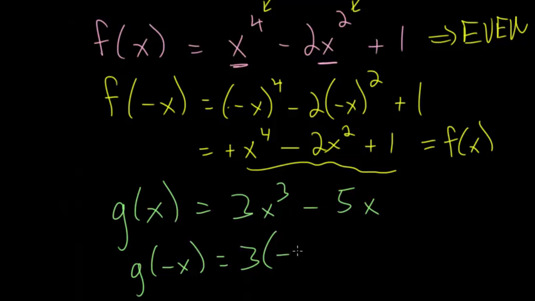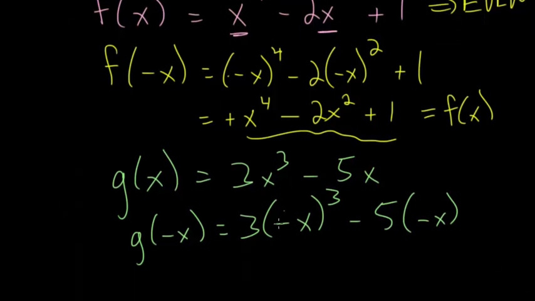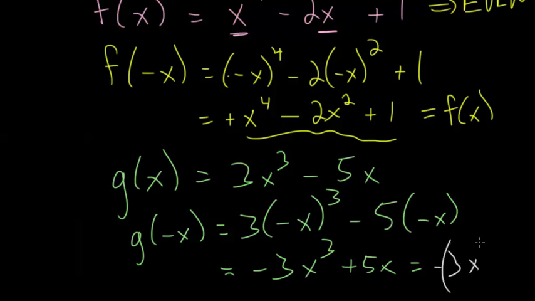We have 3 times minus x cubed, then minus 5 times minus x. And when we simplify these, we have 3 negatives multiplied together. So when you pair 2 of them off, it becomes positive, and then you have a positive times a negative, which is a negative. So this becomes minus 3x cubed, and this becomes plus 5x. And to determine if it has odd symmetry, I'm going to factor out a negative. And when I do that, I get minus 3x cubed minus 5x.